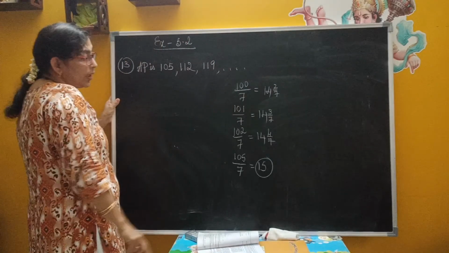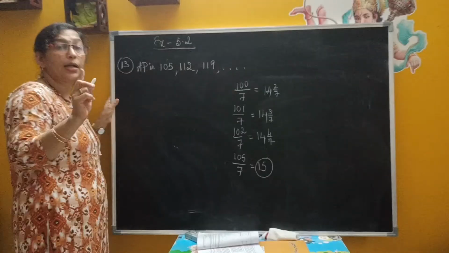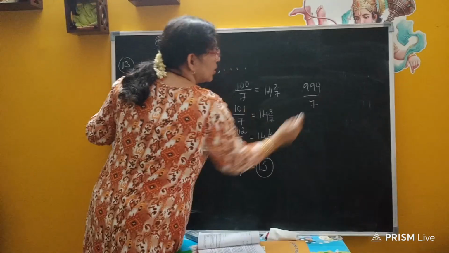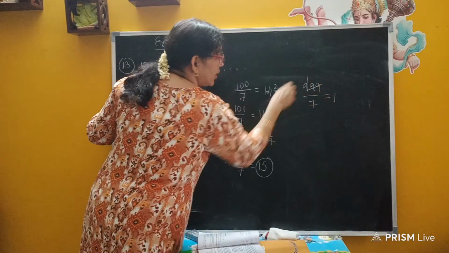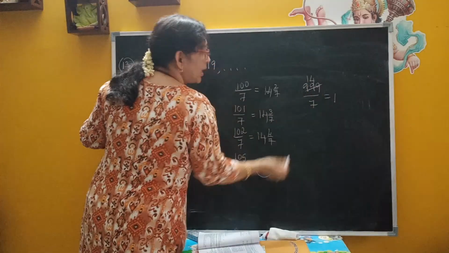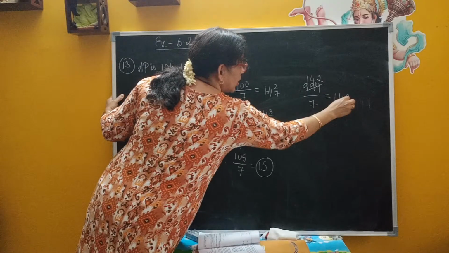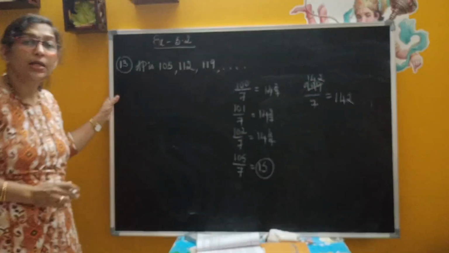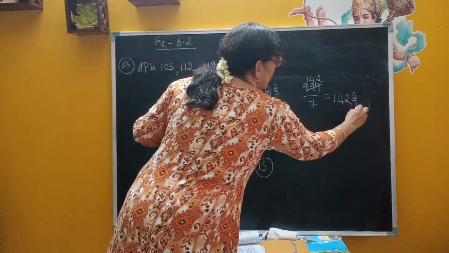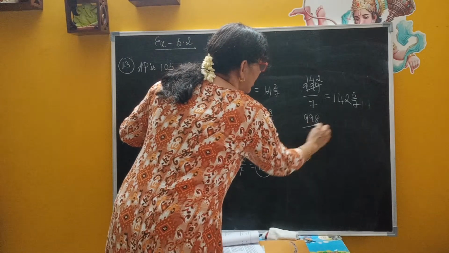We need to find the last term. The last 3-digit number is 999. Is it divisible by 7? Let us check now. 7 ones are 7. What remains here? 2 remains, 29. 7 fours are 28. 1 remains, 19. 7 twos are 14. That is 142. What remains? 14 plus 5 is 19. So 5 by 7. So this is not divisible. Okay, so keep on doing this now. 998 by 7.